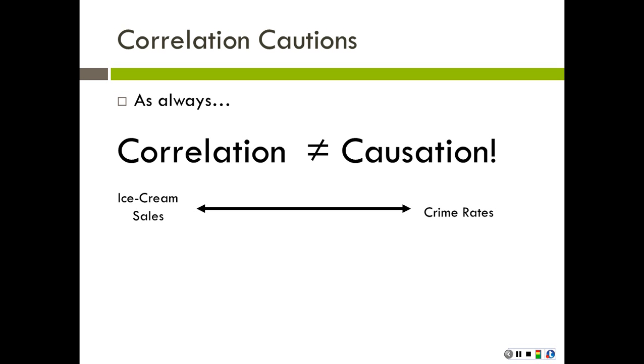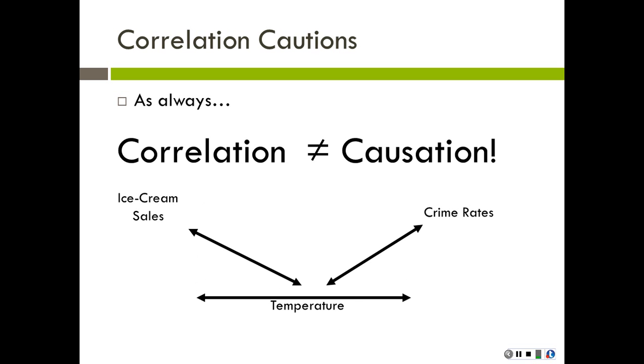But most likely there is some third variable driving both of them, right? Usually, as temperatures rise, people leave the house more, they commit more crime, and they also get more ice cream.